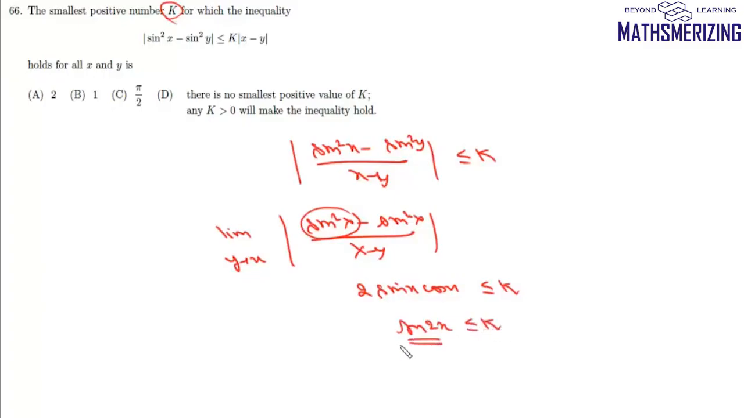Now we know that the maximum value of sin 2 theta is 1. So that means this expression is always less than or equal to 1. So the smallest positive value of k is 1, and that's your option number B.